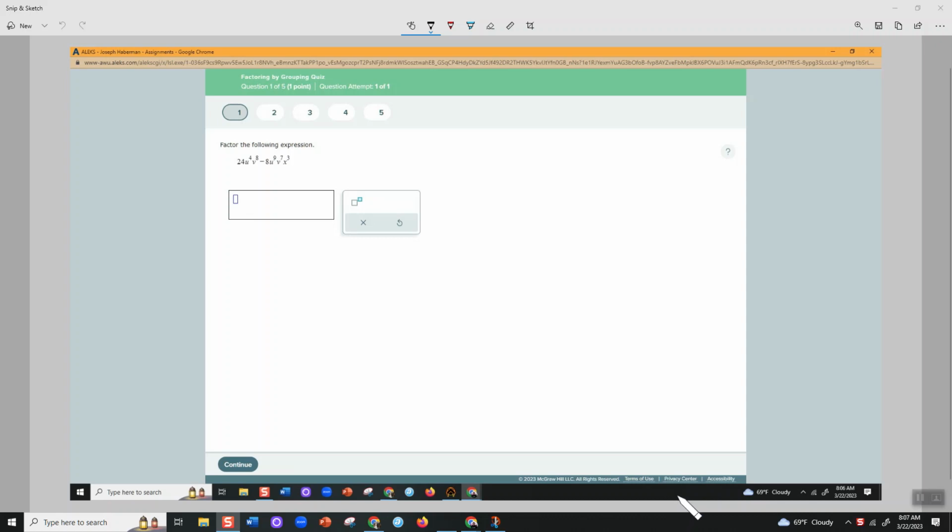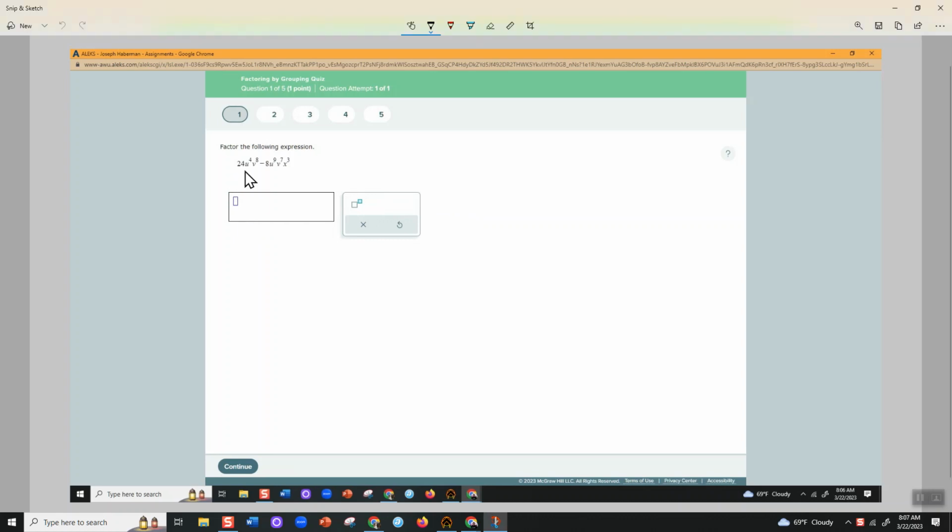Alright, this is the factoring by grouping quiz. I'm going to go through it very quickly. We're going to find the greatest common factor between 24 and 8, which is 8. The most u's they have in common is 4 u's, u to the 4th. The most v's they have in common is v to the 7th. And that's everything that is in common.